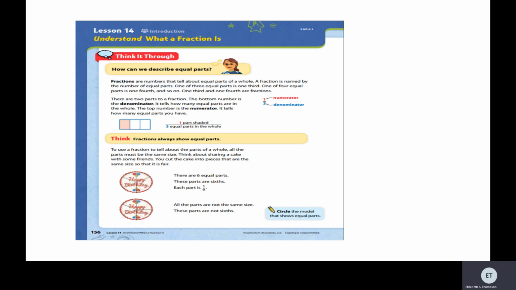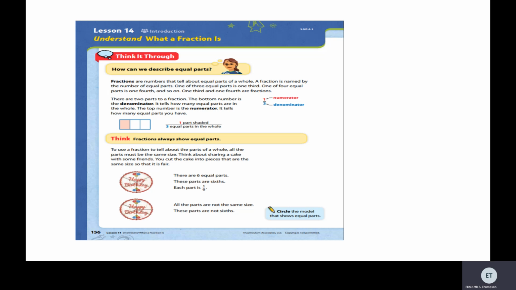This week we're going to be learning about fractions. You will need your instruction book and your practice book. Today's lesson starts on page 156 of your instruction book, understanding what a fraction is.